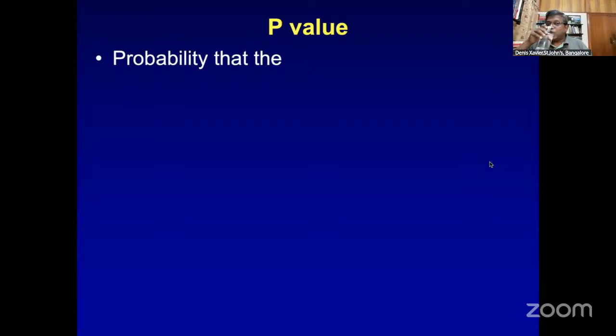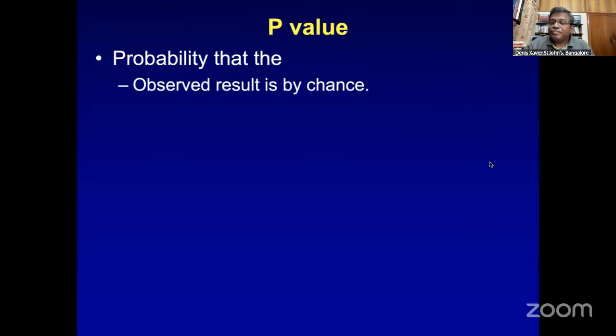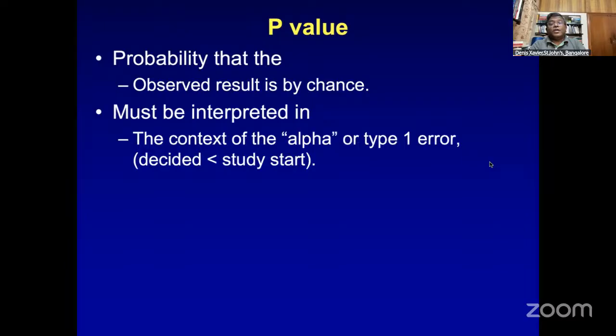So what is p-value? The probability that the observed result is by chance. And we want to keep that probability as low as possible. We want it to be real. And it must be interpreted in the context of the alpha or type 1 error, and this is decided before study start.